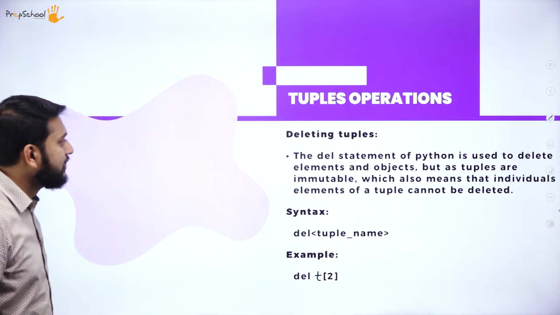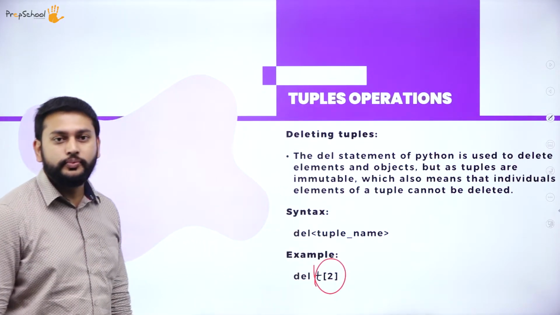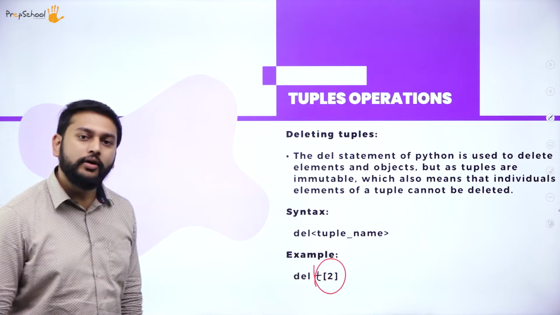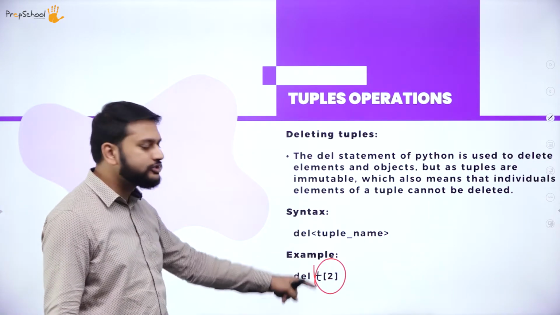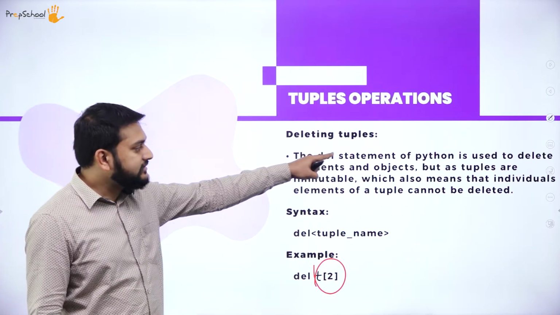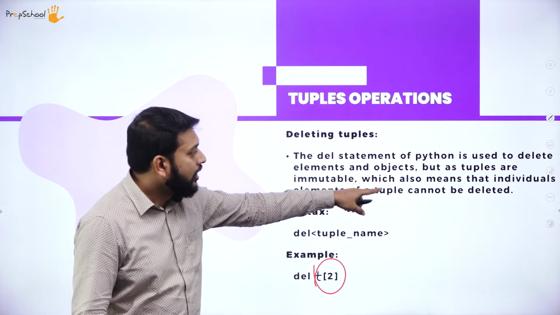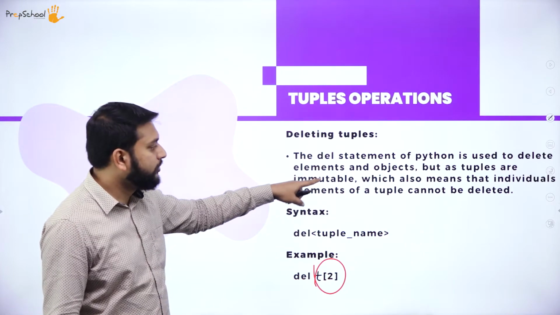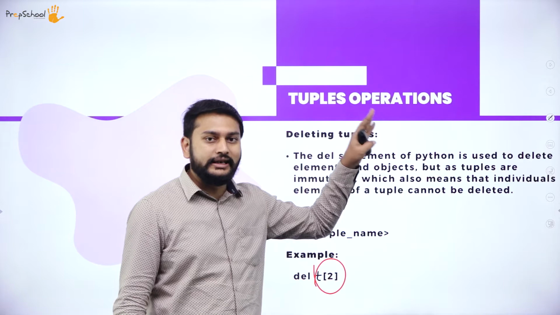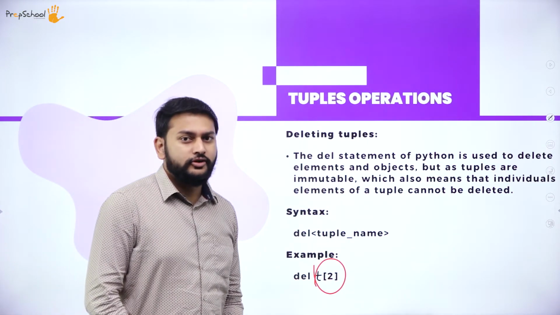Moving on to the next one, deleting the tuple. Please observe, I have given the tuple index. You can observe here. Why do we use delete? The del statement of Python is used to delete an element or object, but as tuples are immutable, which also means that individual elements of a tuple cannot be deleted. What is the meaning of it?